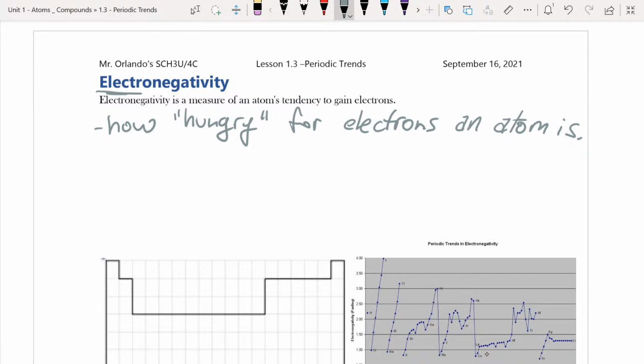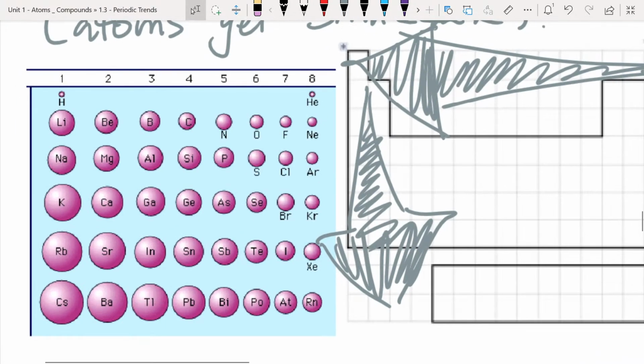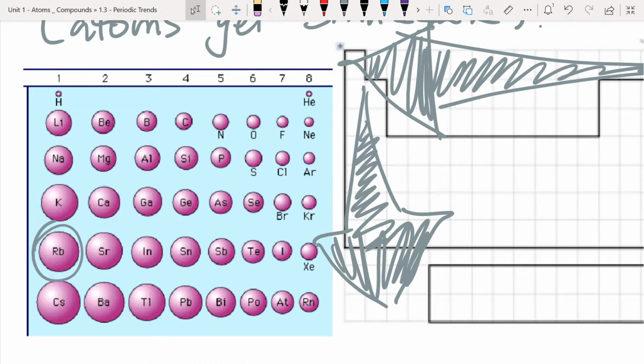Does that make sense? If you think about it, who's it going to be easier to steal an electron from? Rubidium or hydrogen? Yeah, why? It's bigger, and so its outer electrons are pretty far away from the nucleus. Rubidium's outer electron is way far away from its nucleus. So there's less pull on those electrons, easier to snatch away. Whereas hydrogen, still relatively easy because it's only got one electron in its outer shell. Hydrogen's reactive.